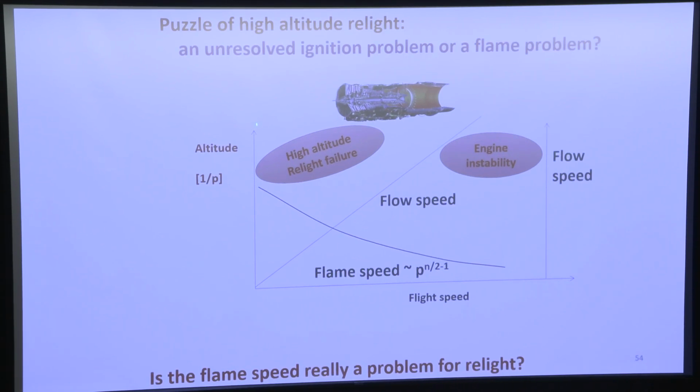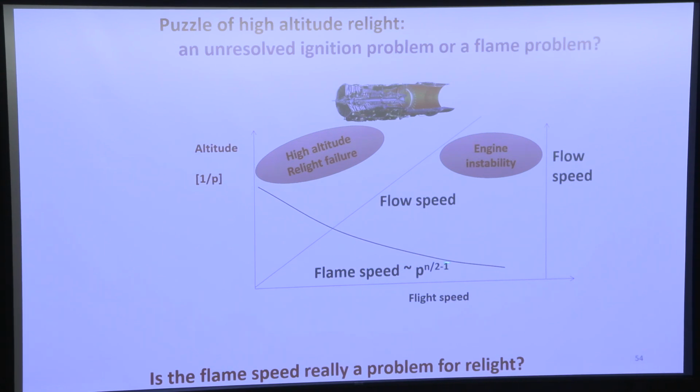When you fly at high altitude, you find that the ignition sometimes fails. That is typically a problem for military engines. Sometimes they want to fly very high, but when they fly high, the igniter cannot ignite the afterburner. And people always say that this is because the flame speed is low.